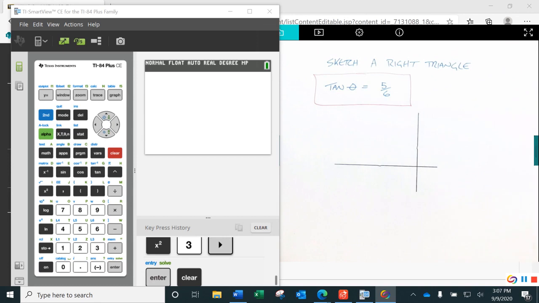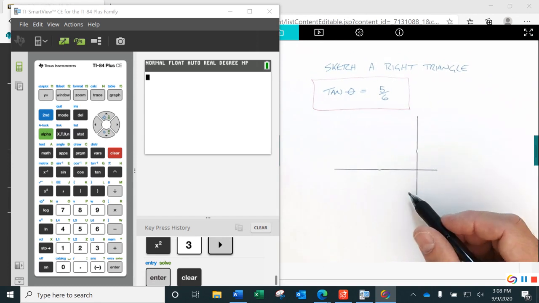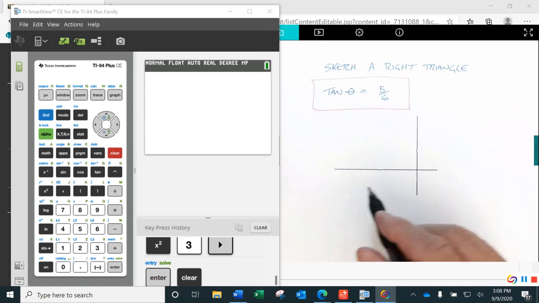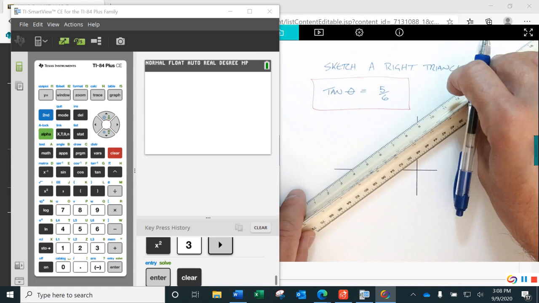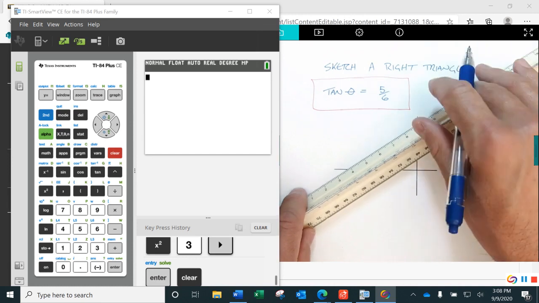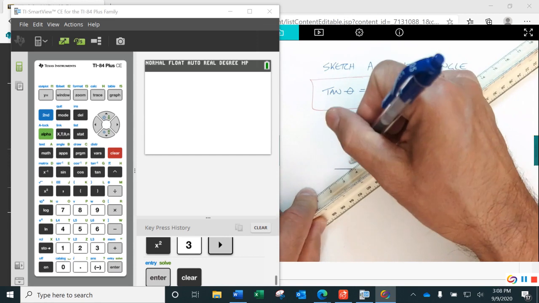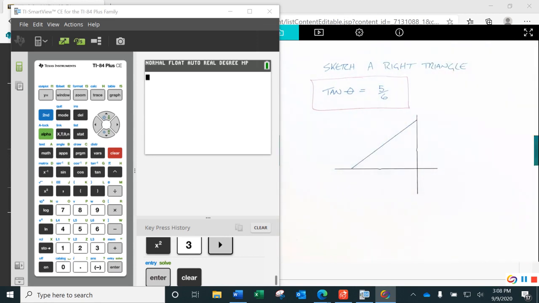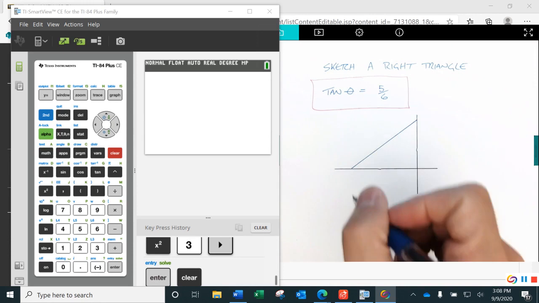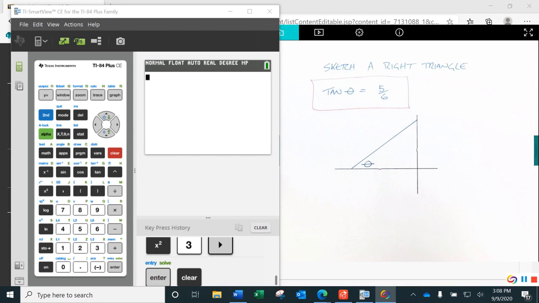There we go. I have two perpendicularly intersecting lines, and I'm going to draw some triangle in here. Let's go, I don't know, something like this. There we go. Now let's see where to put theta. I put theta right in here because I thought it would make drawing the triangle pretty easy.